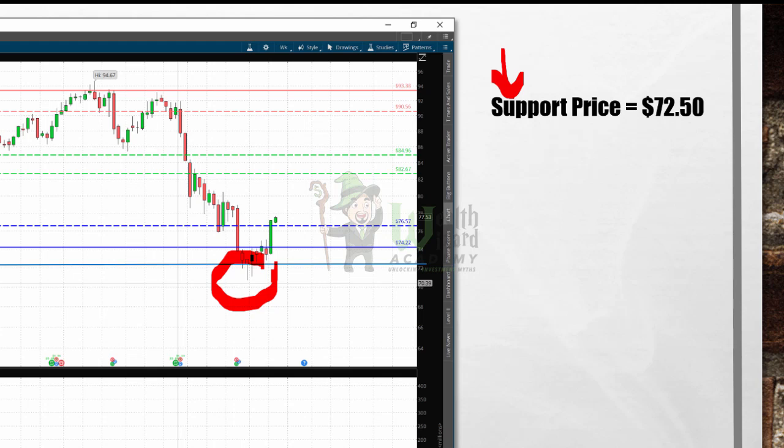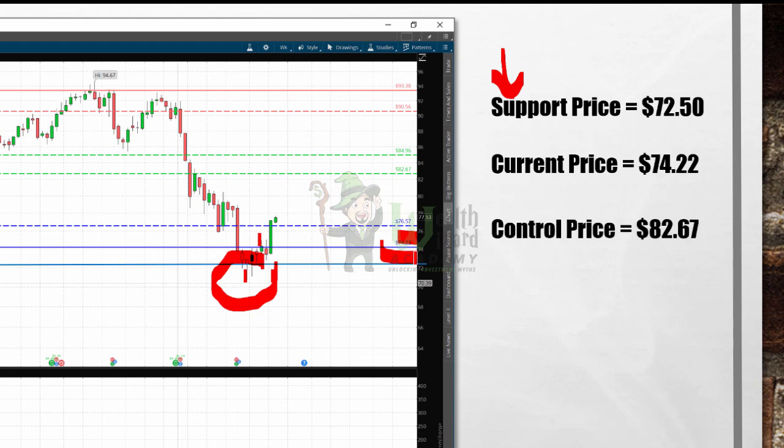Okay, and then of course the current price is over here, $74.22. Okay, remember we had a hammer over here and then we had a confirmation over here. That is why I selected $74.22 as the current price. Then the control price is obviously $82.67, which is over here. So you have all those three elements you need.